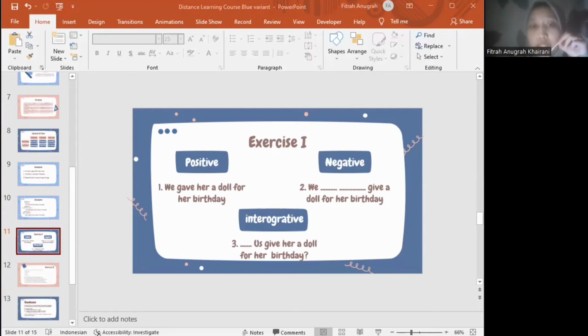For the negative one, anyone can give the answer? Yes, it's right. We add did not. So the sentence will be, we didn't give a doll for her birthday. Okay. And for the interrogative sentence, we add did. So the sentence will be, did we give her a doll for her birthday? Okay, good job. I hope you can understand about this example, right?